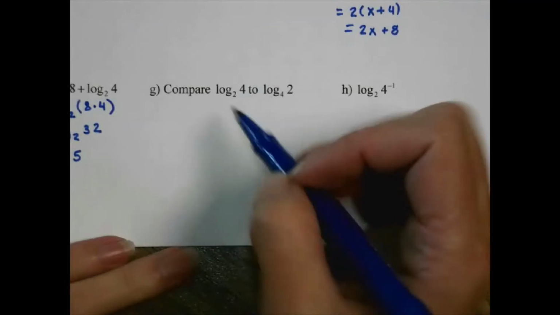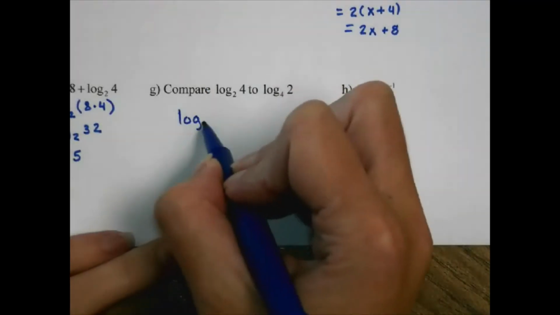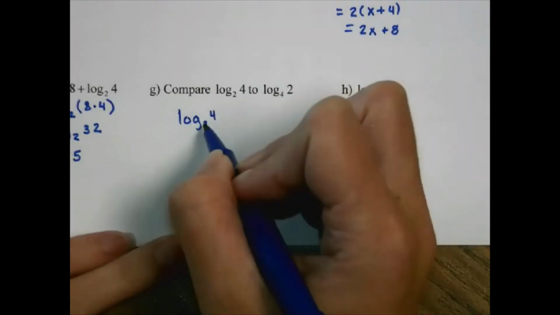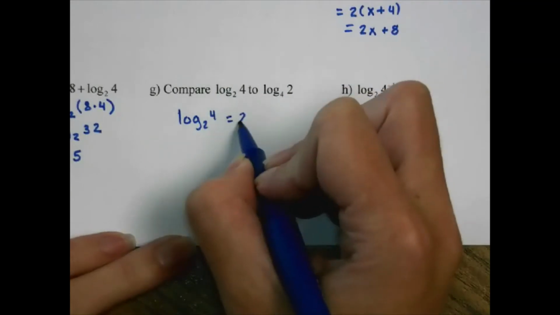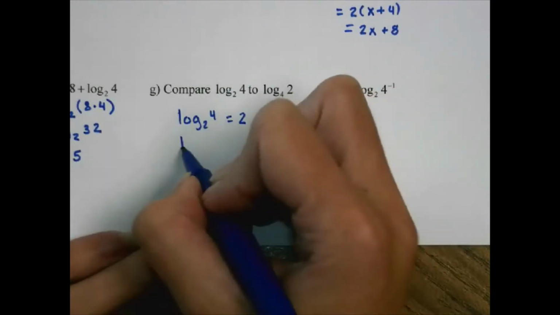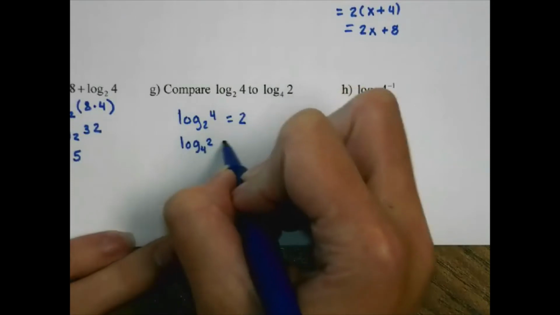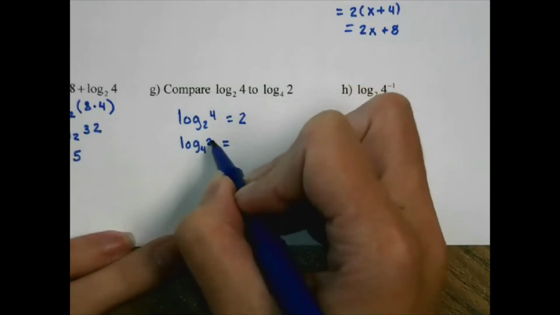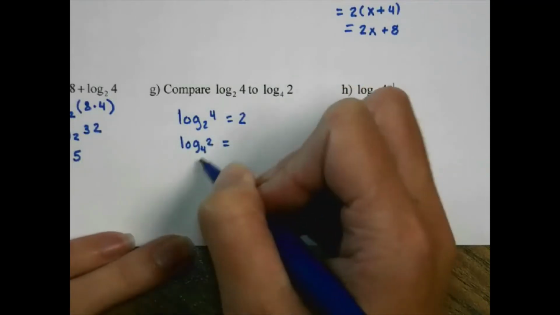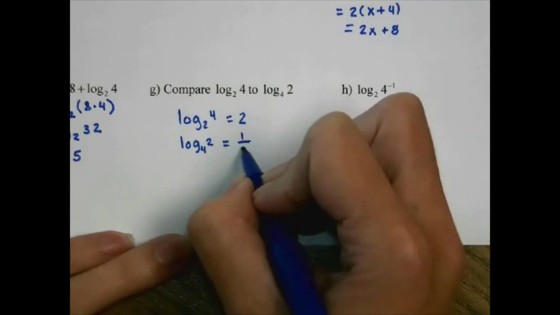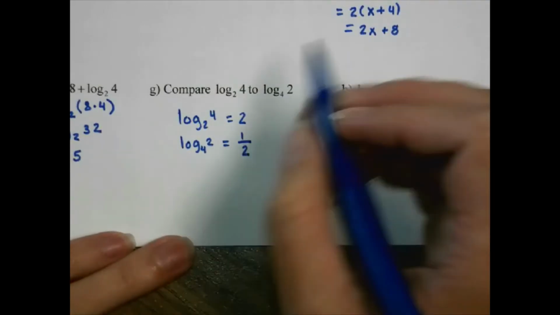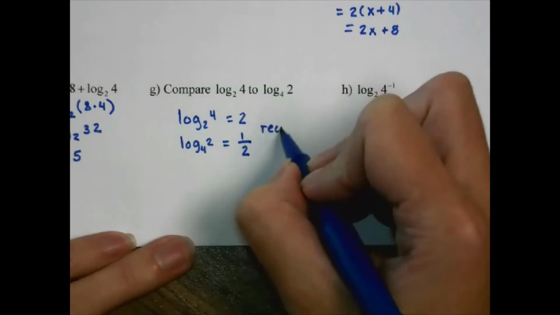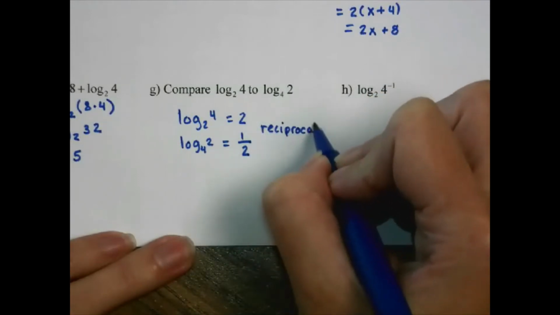Okay, let's compare these two. So log base 2 of 4, what power would we raise 2 by to get 4? That answer is still 2. Log base 4 of 2, what would we have to raise 4 by to get 2? Well, the square root of 4 is 2, so the power we would raise it to is 1/2. And what's that relationship? They are reciprocals.